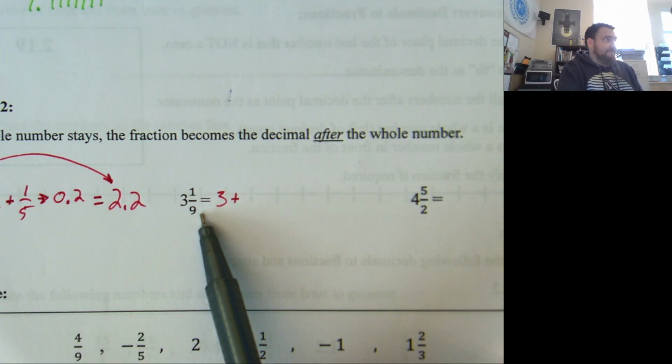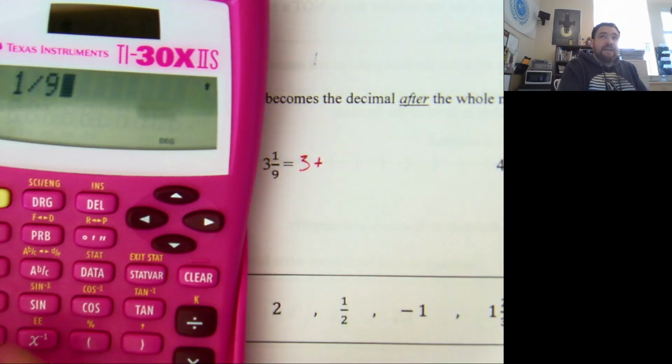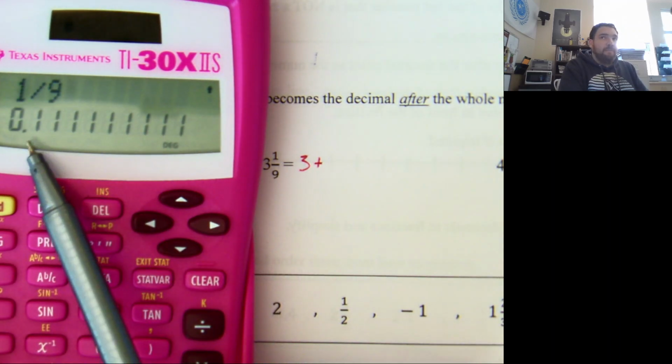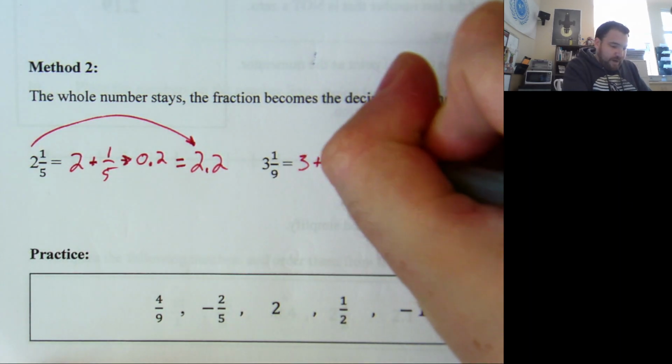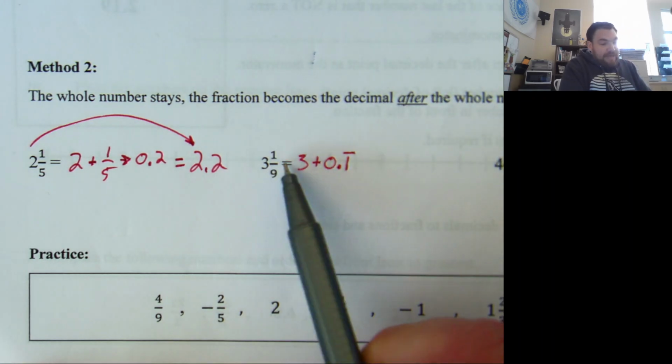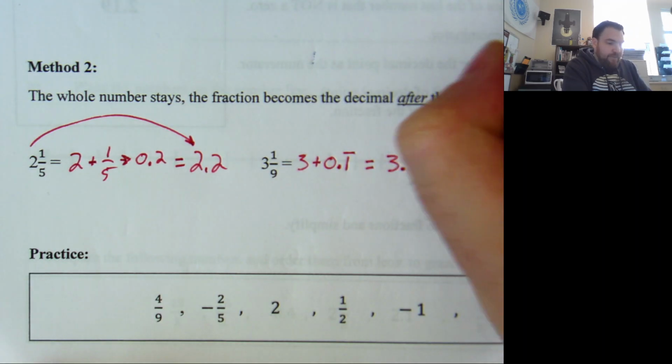Nope. The ninths are always the numerator repeating. So 1 over 9 is, or you can punch in your calculator, do the division, 1 over 9 is 0.1 repeating. So 3 and 1/9 is the same as 3.1 repeating.